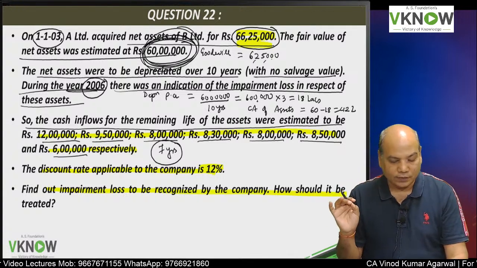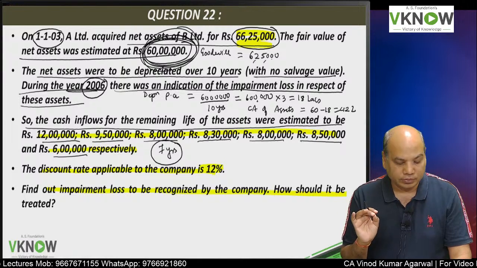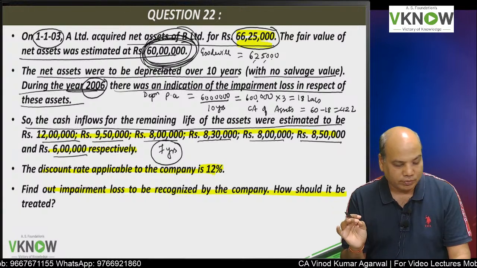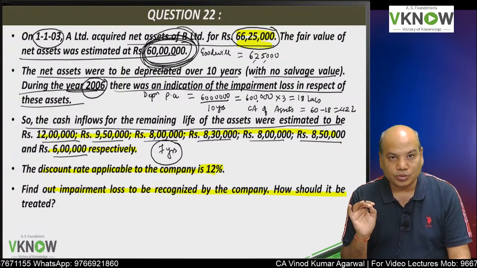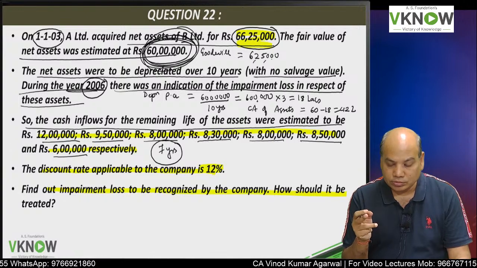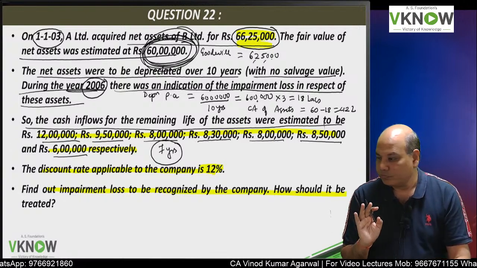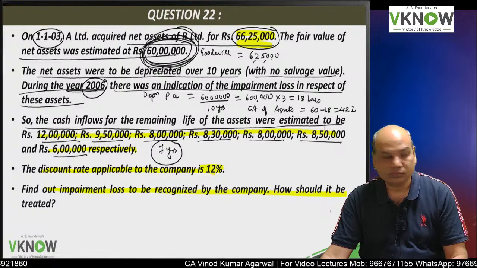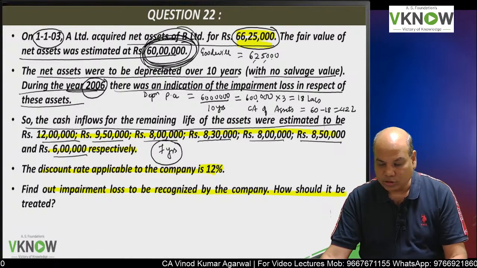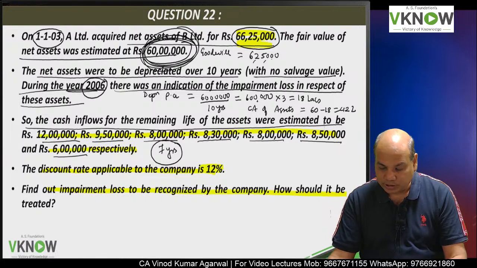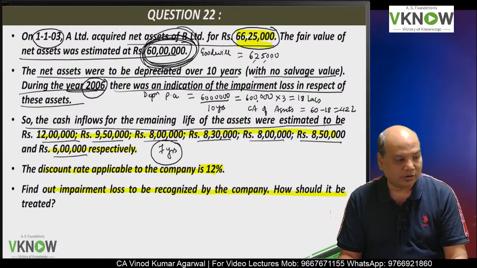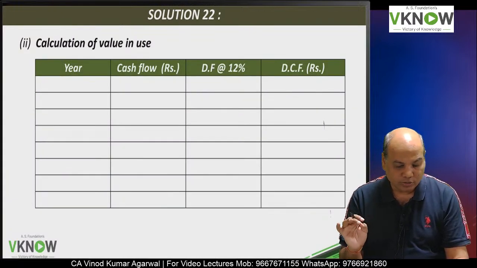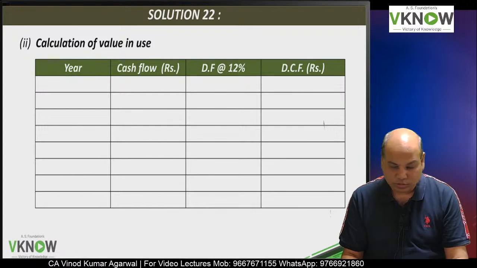Now in this question they have not mentioned goodwill, whether goodwill was amortized or not. So we will assume goodwill is not amortized. Goodwill will remain the same, but the asset will be depreciated and the carrying amount of the asset will be reduced. So let us first compute value in use, then we'll compute the carrying amount also.